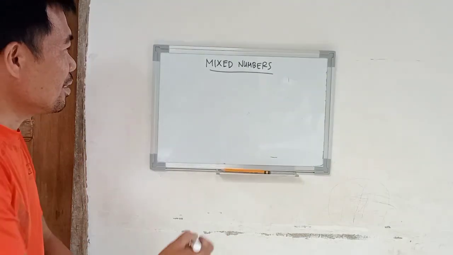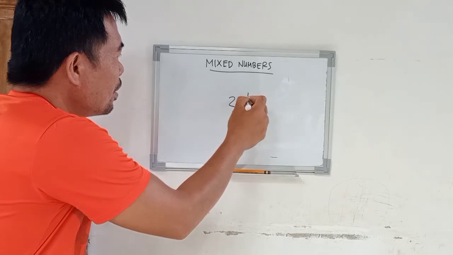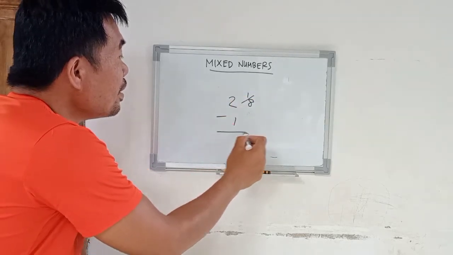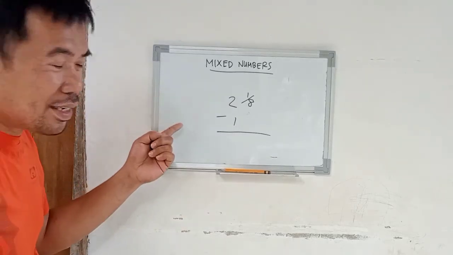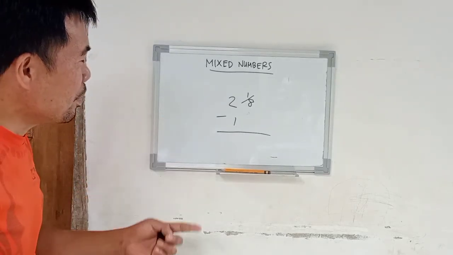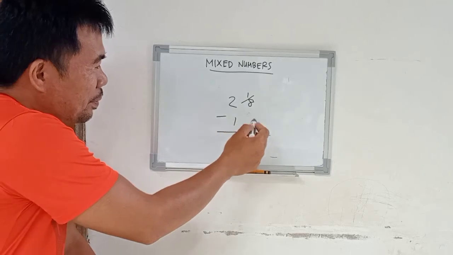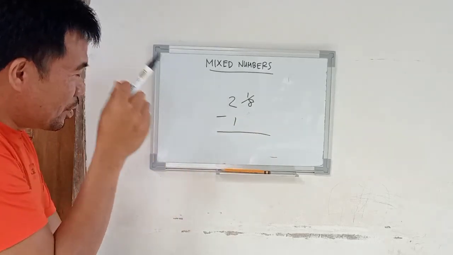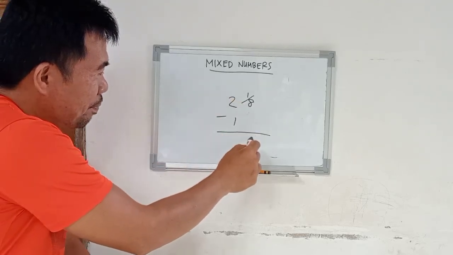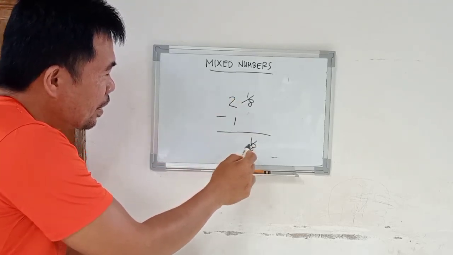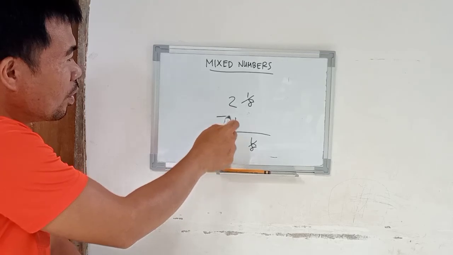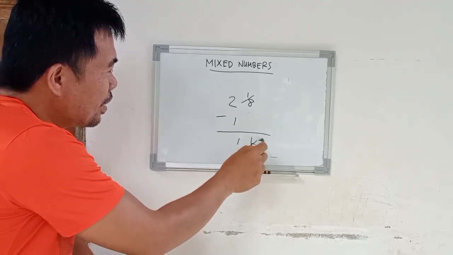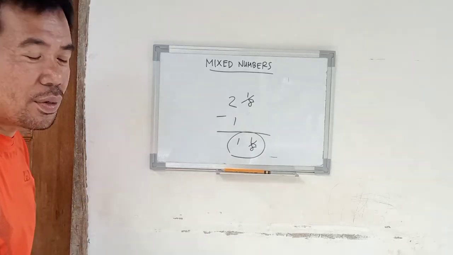Okay, last example is 2 and 1/8 minus 1. Unlike the previous example, this one has no fraction to subtract. So all we have to do is drop down the fraction and subtract the whole numbers. 2 minus 1 is 1. So the final answer is 1 and 1/8.